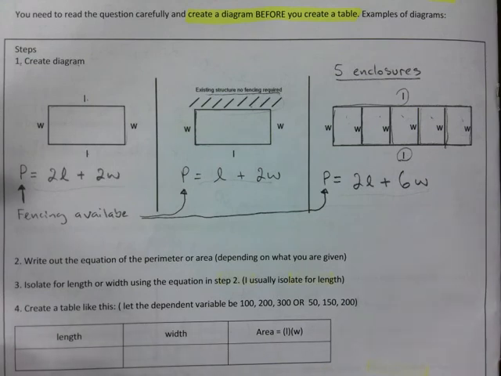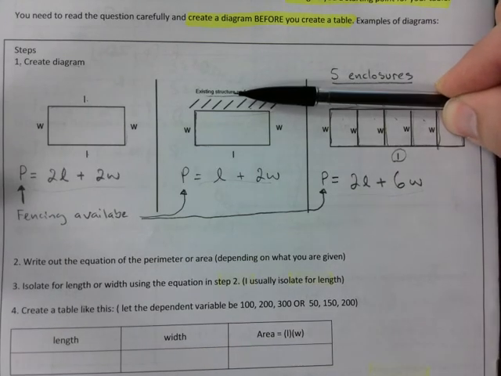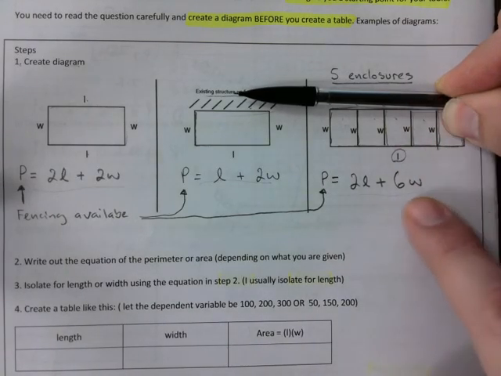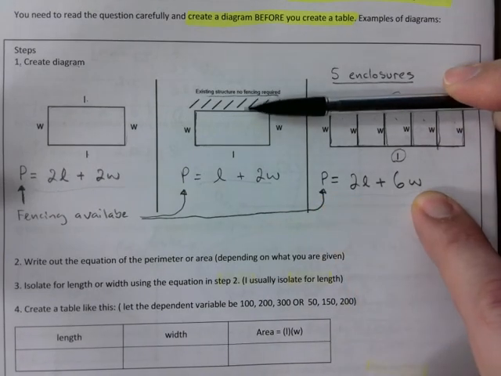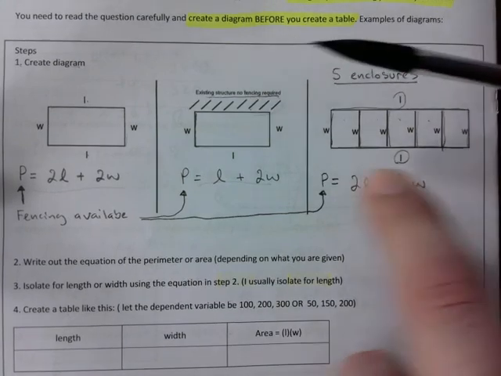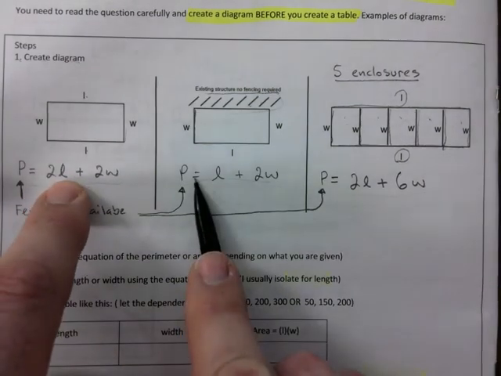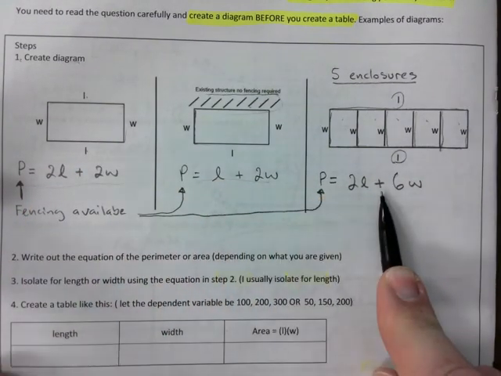Keep in mind, let's say this third scenario, because I just can't do them all. This could also have been built next to an existing fence, right? Let's say there's already a long fence and you just want those enclosures along that fence. In that case, you would not need to worry about the fencing on that one side, right? So this equation would amount to just L plus 6W, right? So what I'm trying to do here is let you see that depending on how the question is worded, your perimeter equation will change, okay?